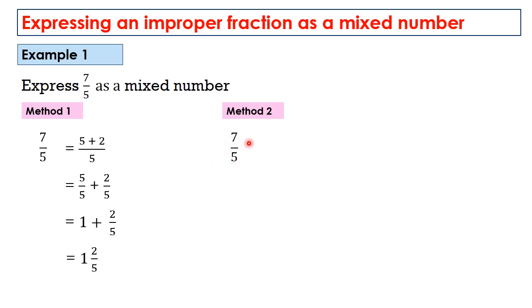We'll see what the second method is here. So the meaning of this fraction, as you all know, is 7 divided by 5. When 7 is divided by 5, according to the definition, 5 goes into 7 one time. 1 times 5 is 5. The balance is 2. So 1 time and the balance is 2 out of 5. So we are writing this result.